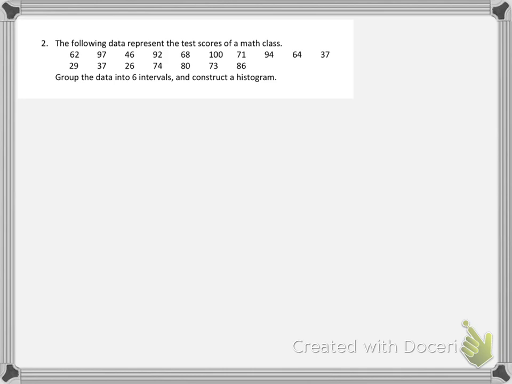So you are given 17 numbers. Okay, so now we want to make a histogram. Okay, so first we have to group them into 6 intervals, right? 6 intervals. Okay, so step 1 is important. We should reorder the list. Okay, it will be easy after you reorder the list.